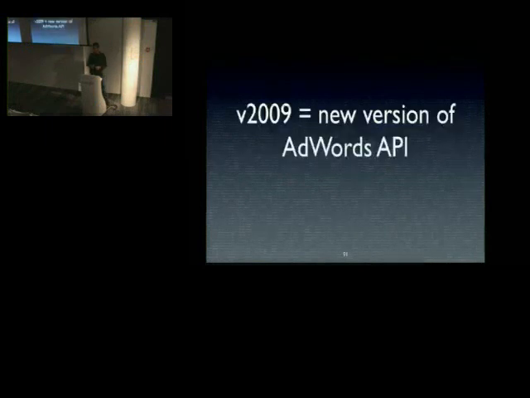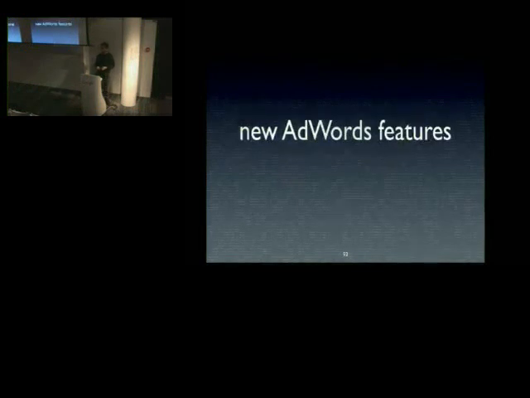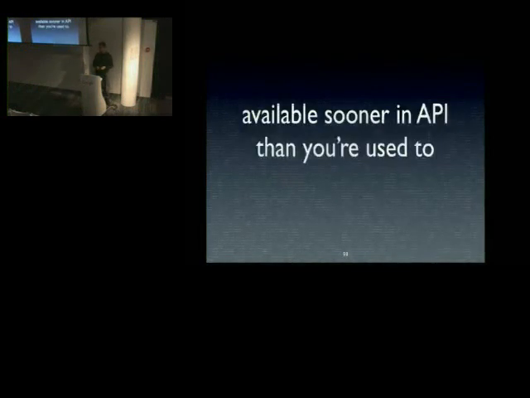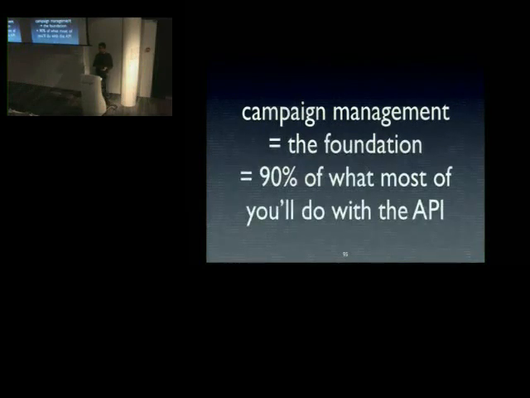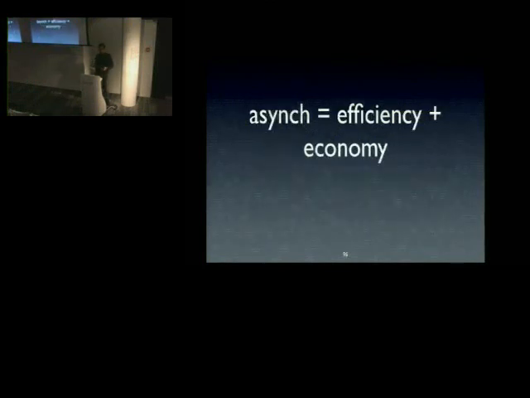So I talked about a lot in the last few minutes, and so let me do a quick recap. V2009 is the new version of the AdWords API. It essentially enables you to get new AdWords features sooner than you are used to. Campaign management is in V2009 right now. It's usually 90% of what most people do with the API. Asynchronous provides you efficiency and economy via 50% cost savings over the corresponding synchronous services.